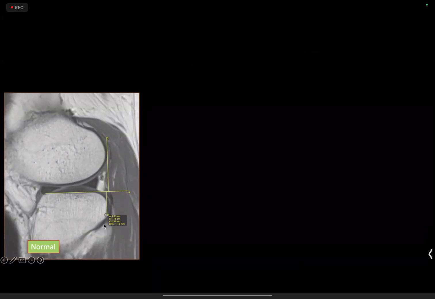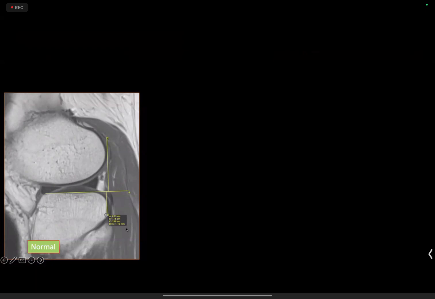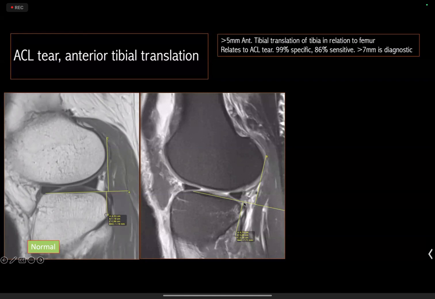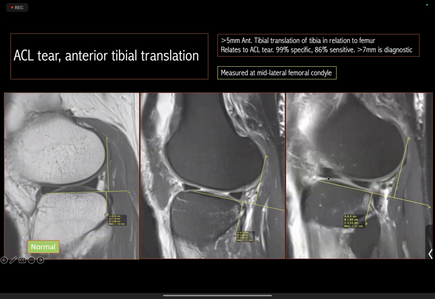Next comes the relation of the tibia with the femur. Normally, we expect a little bit, around some millimeters, of anterior movement of the femoral condyle in relation to the tibial condyle. So this is a normal relation, but when we are dealing with an ACL tear, there would be a tendency of anterior tibial translation. If the distance between the posterior aspect of the mid tibial condyle and the posterior aspect of the mid femoral condyle is more than 7 millimeters, then it is termed as anterior tibial translation. If you see the literature, it is about 99% specific and about 86% sensitive.